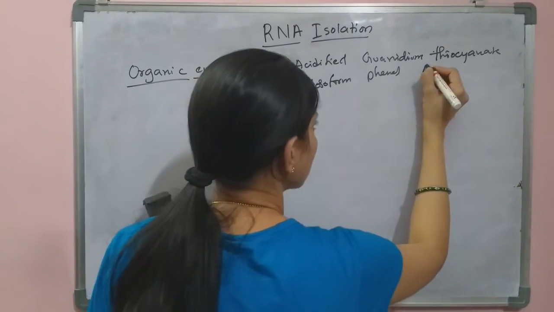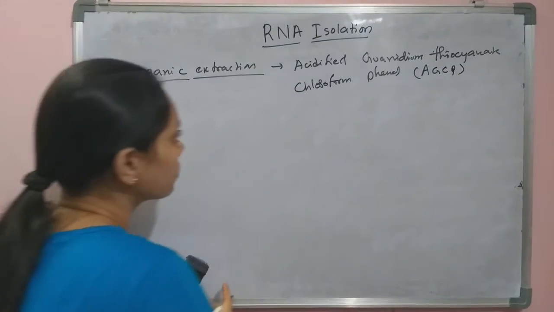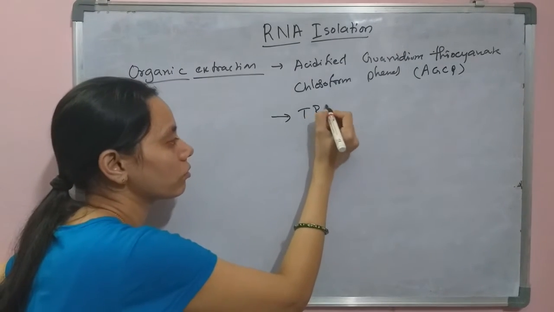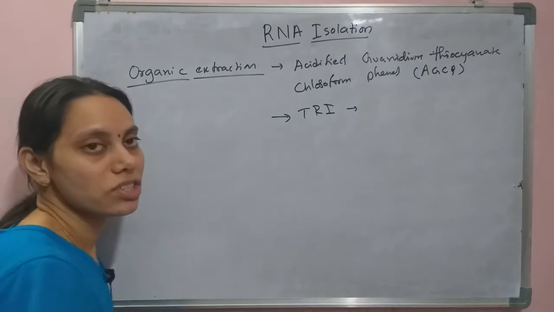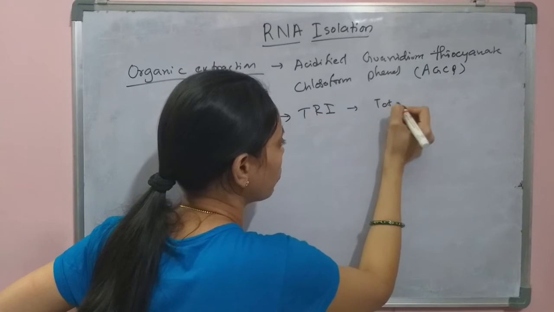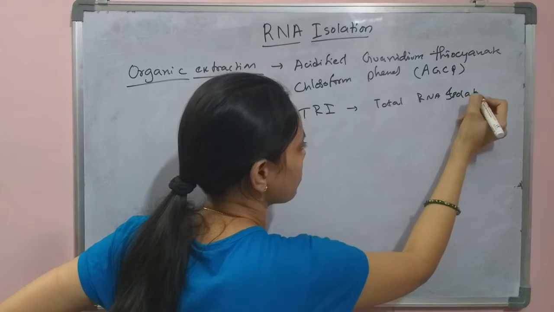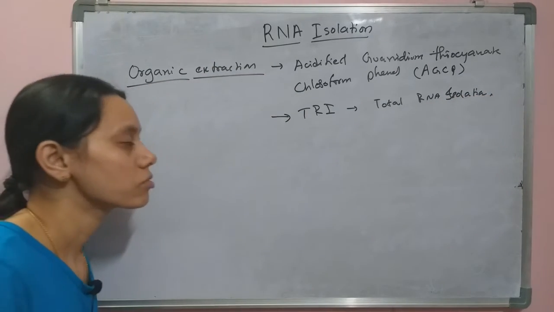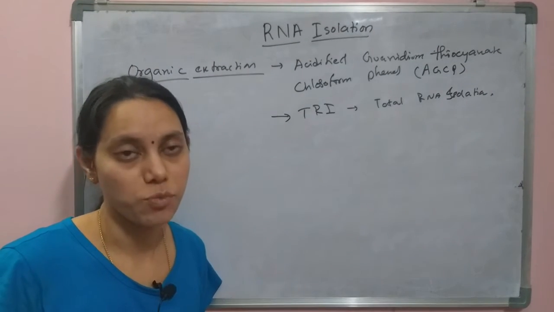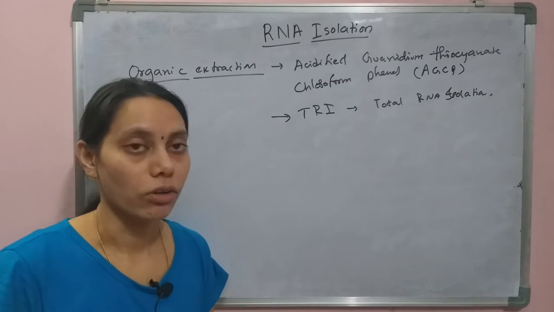So we can say it is AGPC solution, and we can also call it TRI reagent. Basically, TRI stands for total RNA isolation reagent. So what are the ingredients present in this TRI reagent, and what are the different steps involved in this organic extraction method using this TRI reagent? We are going to understand this.